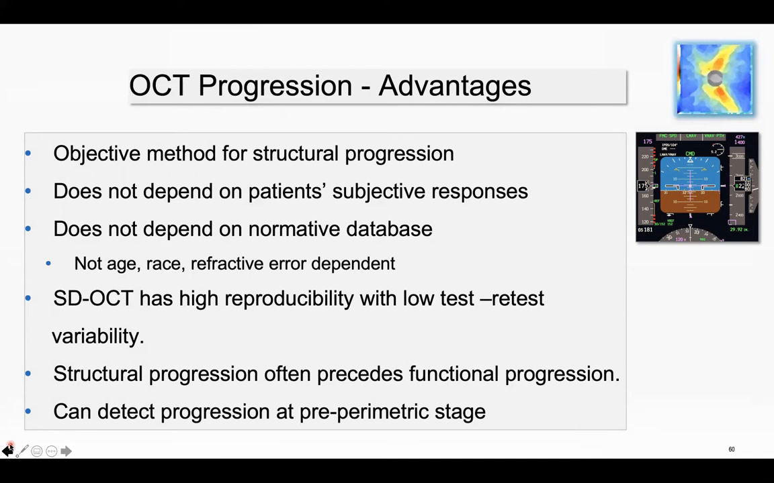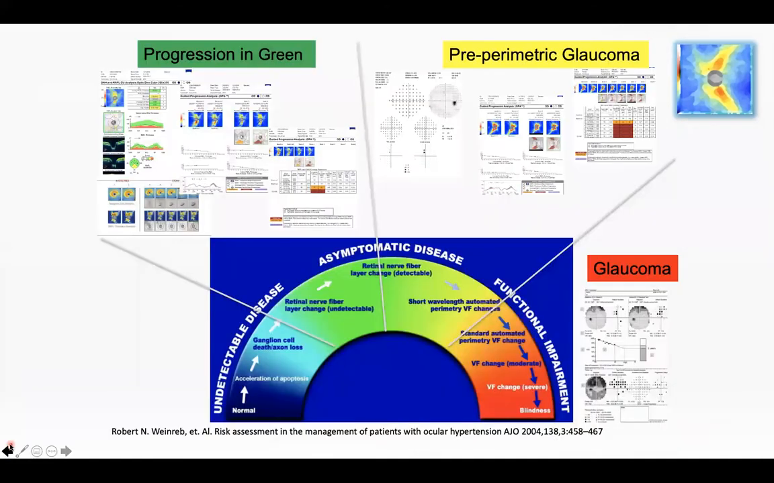So it's not age, race, or refractive error dependent. Spectral domain OCT has high reproducibility with low test-retest variability. So it's very stable. Structural progression often precedes functional progression, and it can detect progression at the pre-parametric stage. I like this slide a lot.